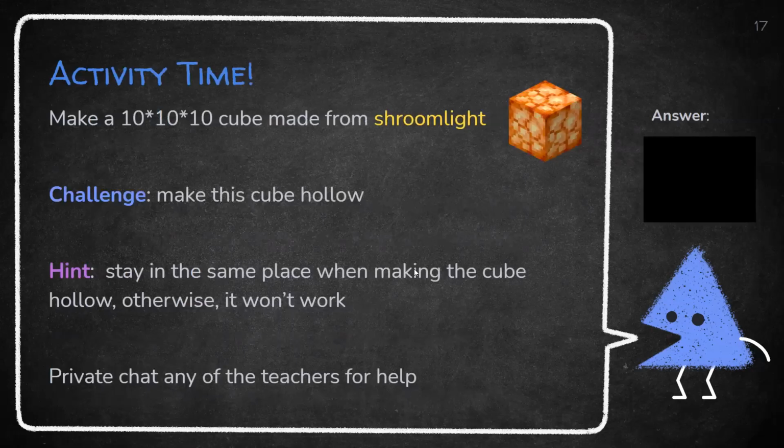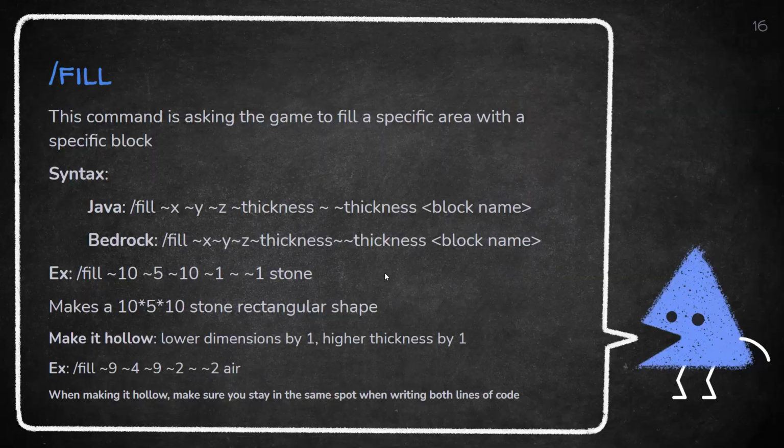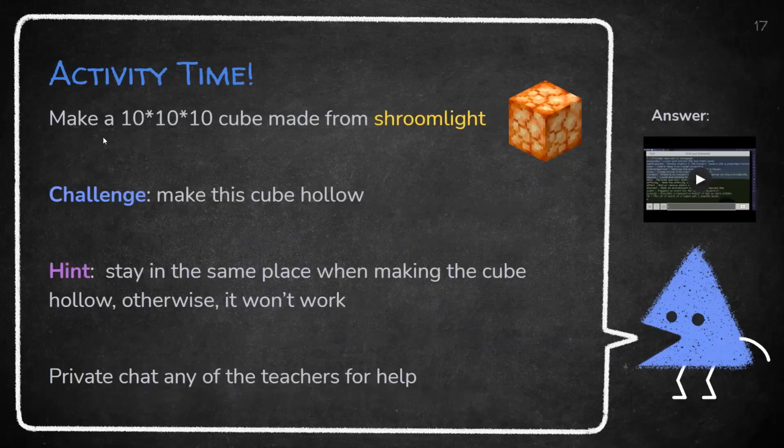Cool. So basically an activity time. Make a 10 by 10 by 10 cube made from Shroomlight. This is what Shroomlight looks like. It's really cool. And then the challenge is to make this cube hollow. A hint is to stay in the same place when making the cube hollow, otherwise it won't work, as we went over in this slide. What I want you to do is complete this activity, and then resume the video once you've finished. So pause the video right now, complete it, and then resume it once you've finished.